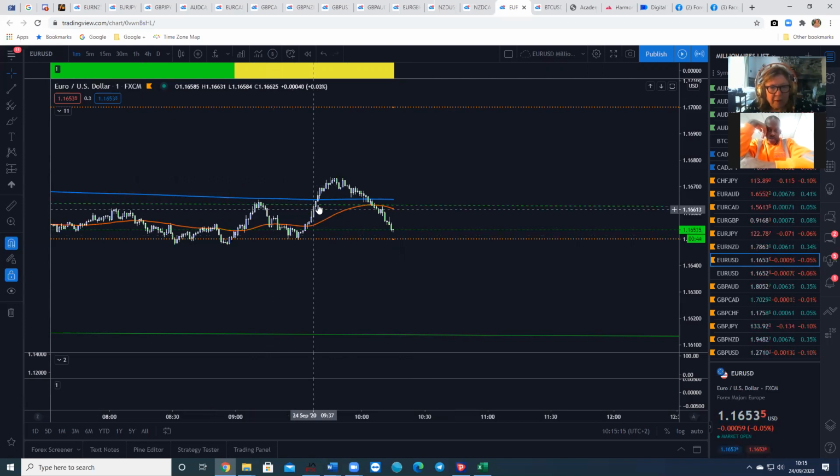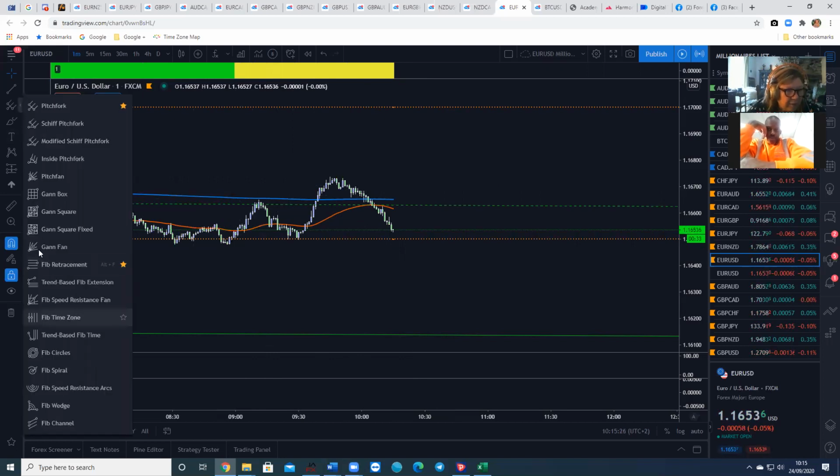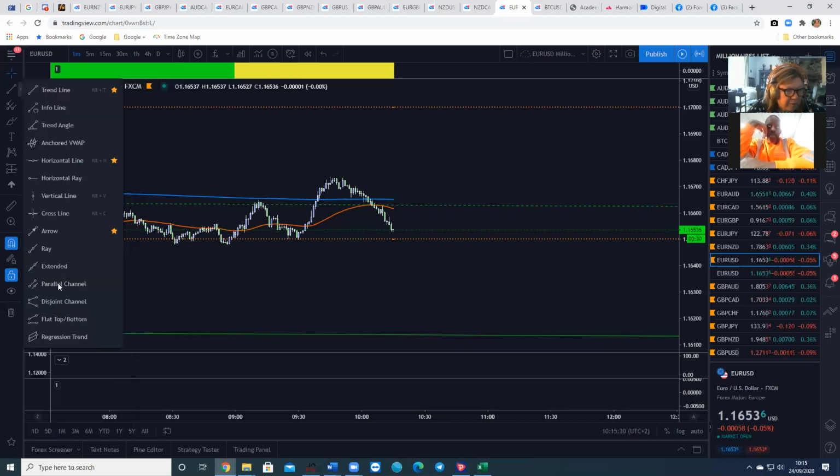We've had a pitchfork touch. It's then come up here. So sometimes price will do that. It doesn't necessarily mean, if I draw a channel on that, that it is going the opposite way. Sorry, let me find the right one. Parallel channel.